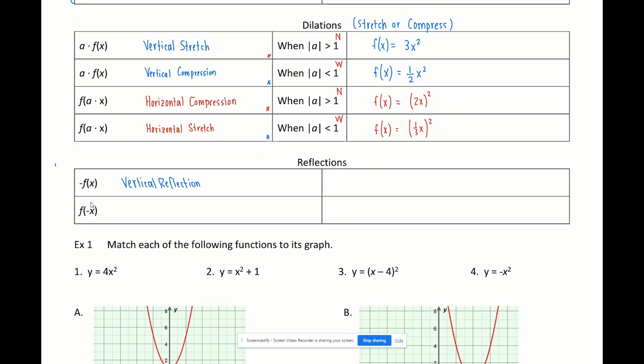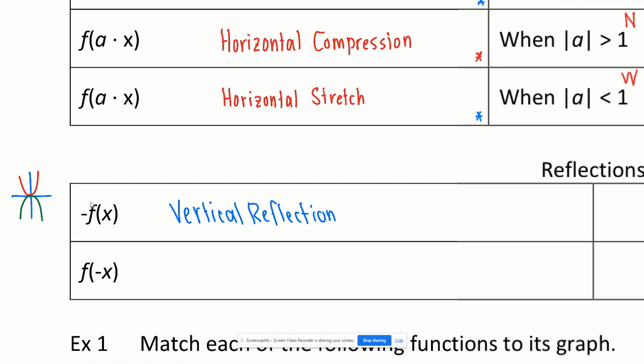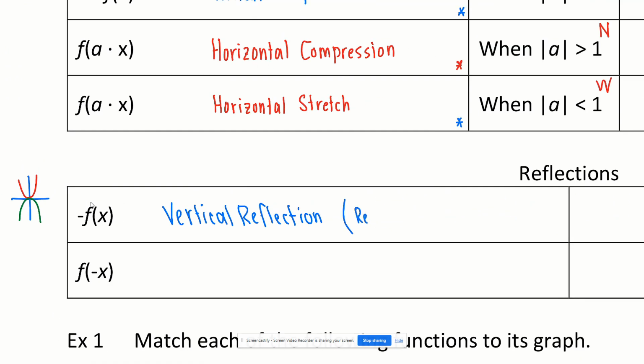Well, look, if this is my coordinate plane and I have something drawn here, a vertical reflection goes which direction? Well, it goes this direction. That's a vertical reflection. So that means that this graph would do this. So more specifically, when this occurs, we're going to say that it reflects over the x-axis. Vertical reflections will reflect over the x-axis.